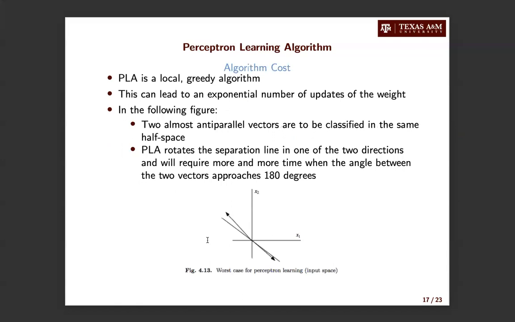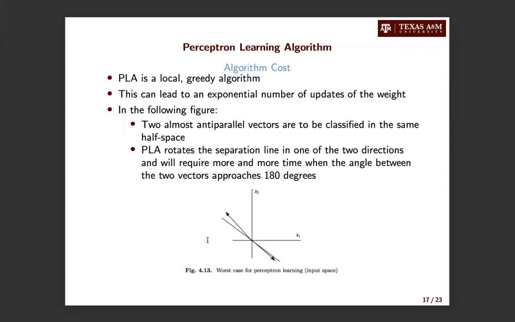So as we have understood so far, the perceptron learning algorithm is a local and greedy algorithm. It is a local algorithm because it performs local updates based on a randomly selected misclassified sample at each step. And it is a greedy algorithm because every time it looks for a currently misclassified sample. Because of this, our PLA can have an exponentially large number of updates.